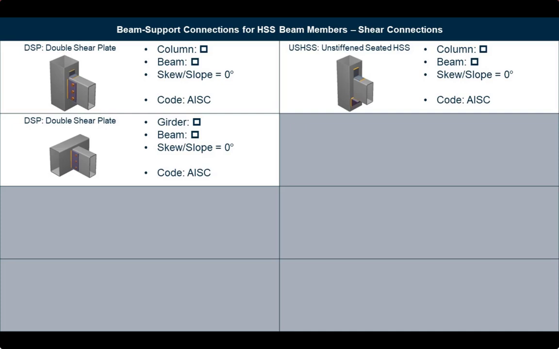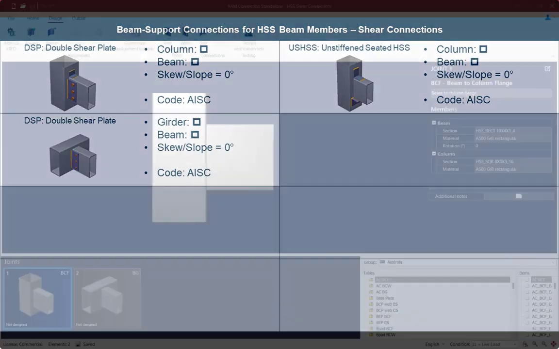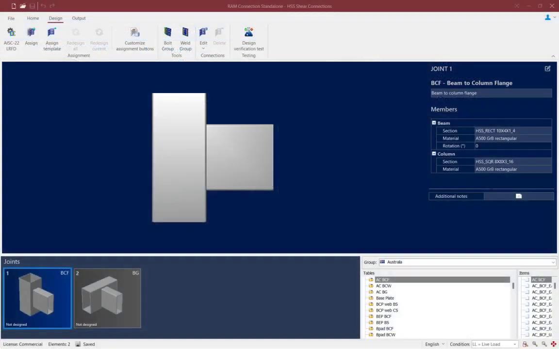Welcome. Hollow structural sections are increasingly favored as beam members in contemporary construction, necessitating reliable connections to transfer shear forces from HSS beams to HSS supports. In RAM Connection 2024, 2 new shear connections are now available to support joints with HSS beam sections. Let's take a look at how to assign these connections in RAM Connection standalone.